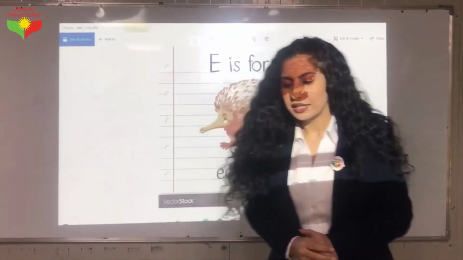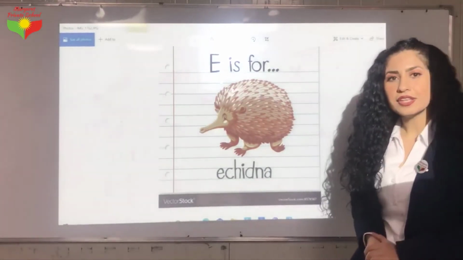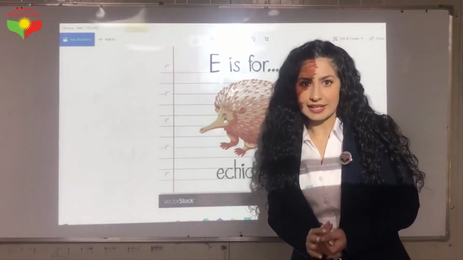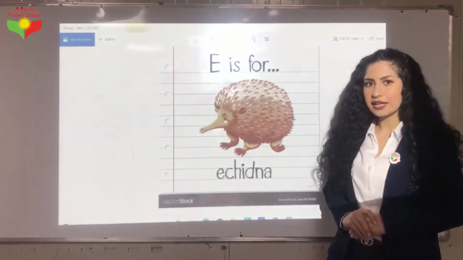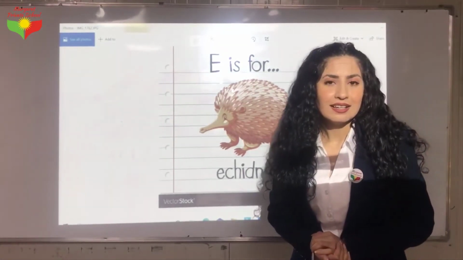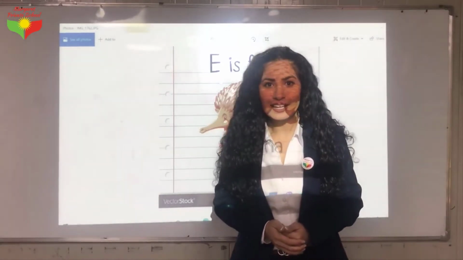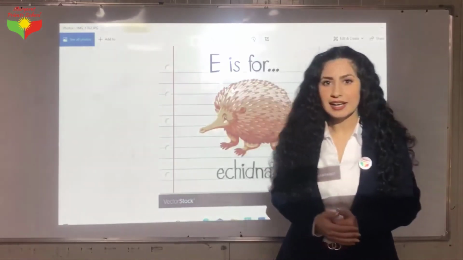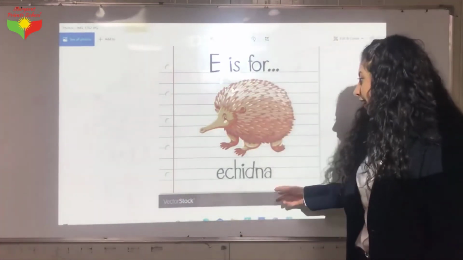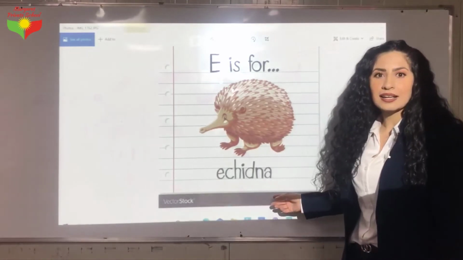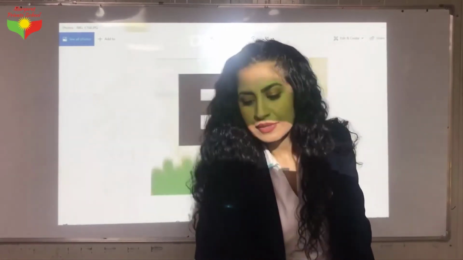Okay. E is for echidna. This animal is called echidna. Okay, do you love an echidna? Excellent. You can say, I love an echidna. Okay, now repeat after me. Echidna. Echidna. Excellent, dears.